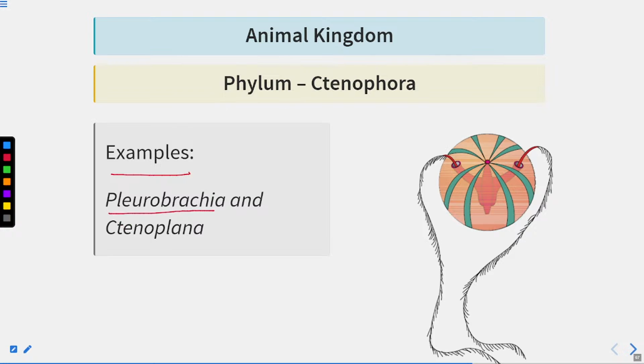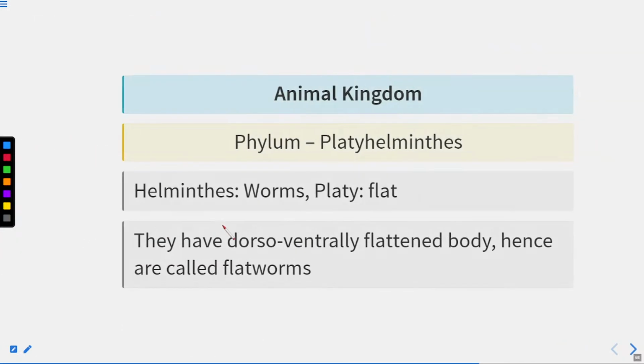Examples are Pleurobrachia and Ctenophora. Here you can see the 8 rows. These are the 8 rows that have cilia. There are 2 examples in the NCERT, so you must remember Pleurobrachia and Ctenophora.